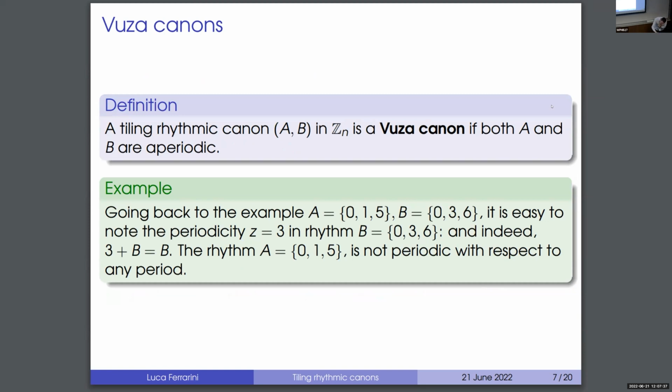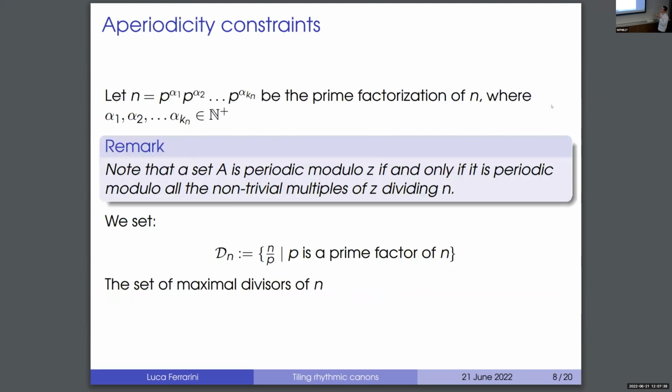So the aperiodicity constraint can be decomposed and written in the following form, taking into account this important remark: a set A is periodic modulo z if and only if we can check that it is periodic modulo all the non-trivial multiples of z dividing n.